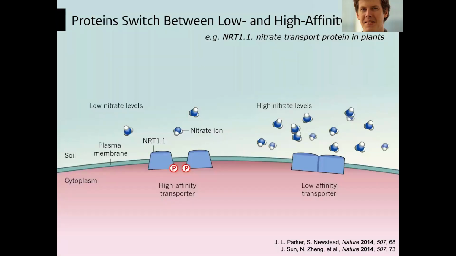But of course, when you look at proteins in nature, these transport systems are all regulated by external stimuli. A very nice example is this nitrate transport protein, which you find in plants. When the nitrate level in the soil is very low, it's phosphorylated and gets to a high affinity state, while when the nitrate level in the soil is very high, it's dephosphorylated and goes to a low affinity state. And actually, in that way, the cell can control the concentration of nitrate within its interior.